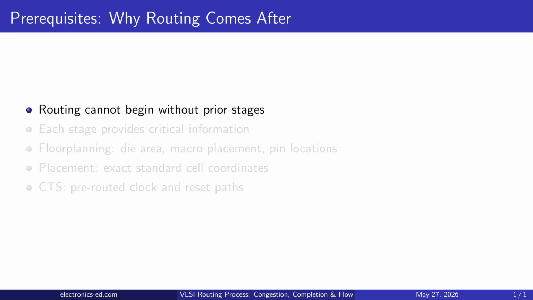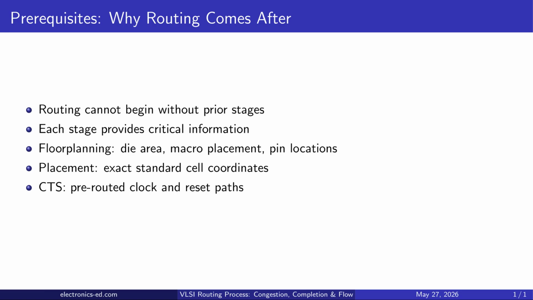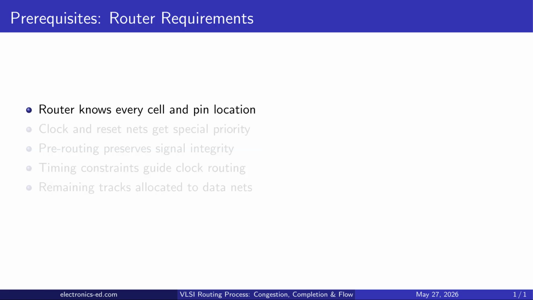Routing simply cannot begin without the prior physical design stages. Each stage provides critical information that the router needs. Floor planning gives die area, macro placement, and pin locations. Placement supplies the exact coordinates of every standard cell. And clock tree synthesis provides pre-routed clock and reset paths. The router must know the exact location of every cell and every pin.